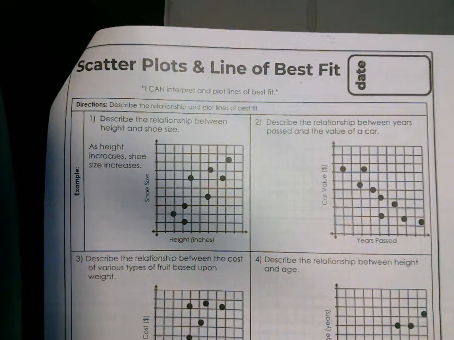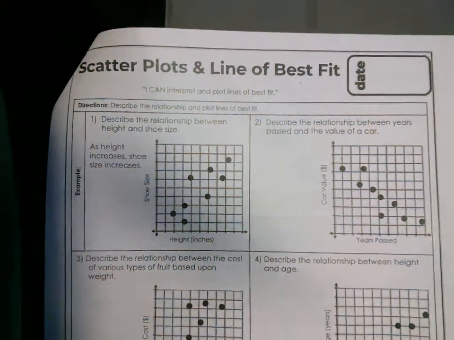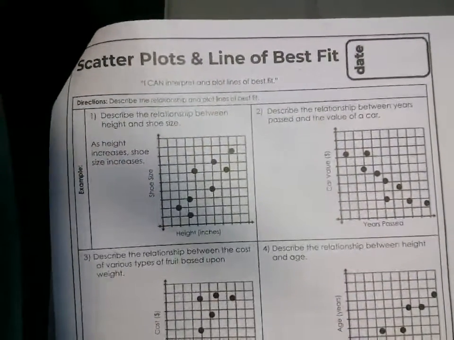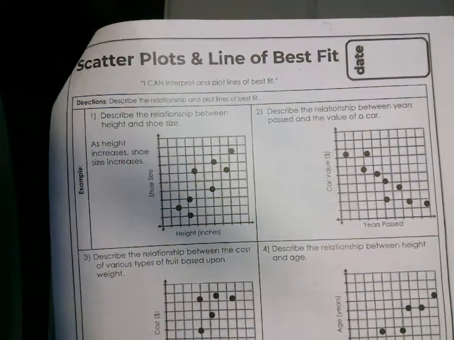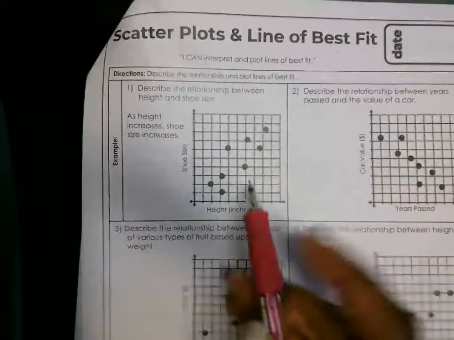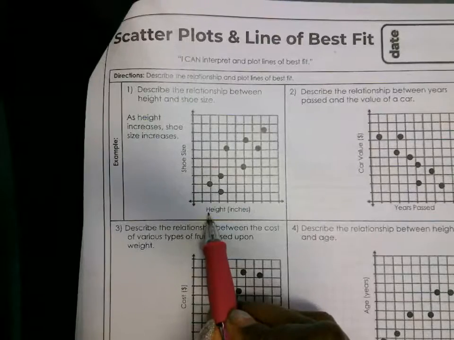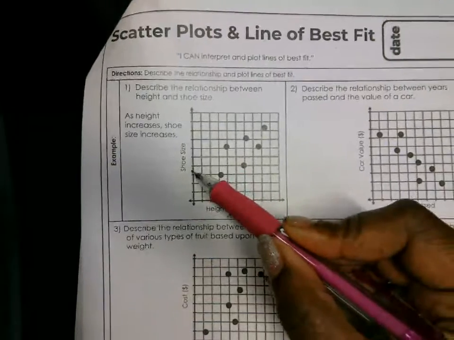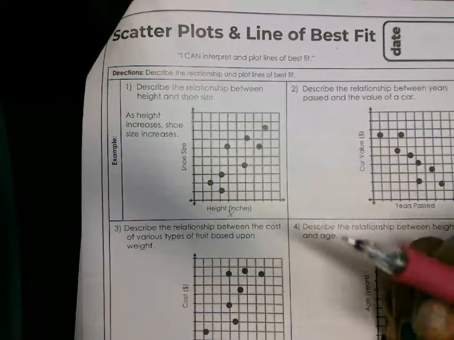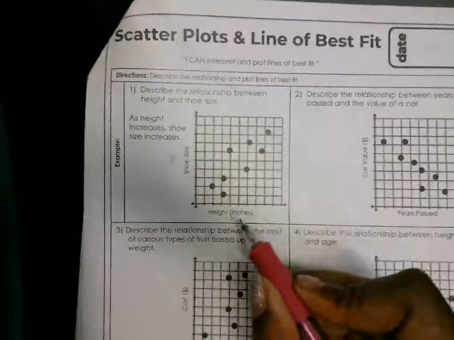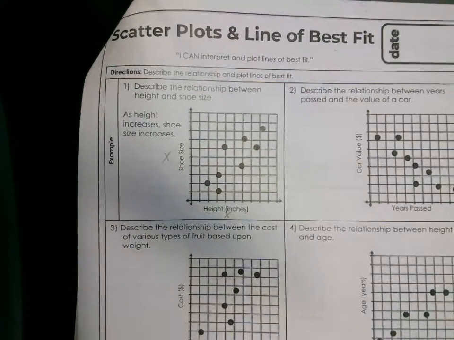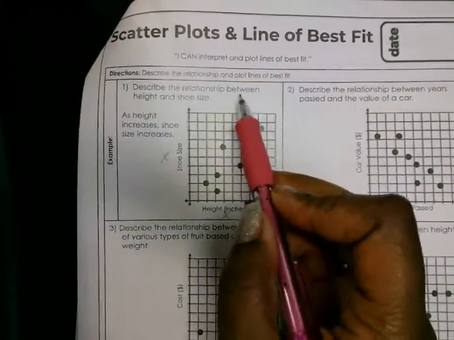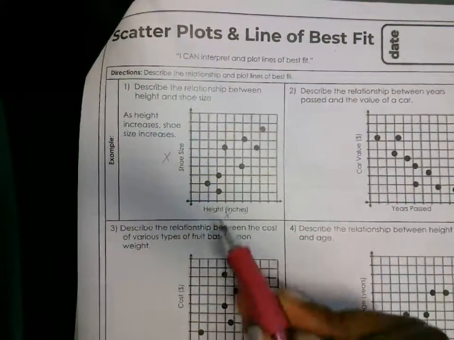Right, Math 1, this is your homework help on scatter plots and lines of best fit. Scatter plots are where you have a graph that compares two different quantities or variables. The variable here is height, along the x-axis. The quantity here is going to be shoe size. Both variables are represented by numbers, okay? So you're going to describe the relationship between the height and the shoe size.